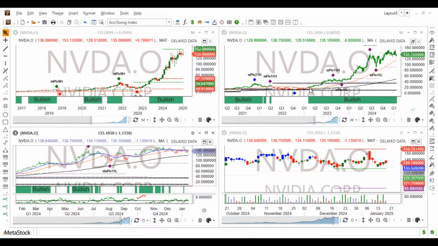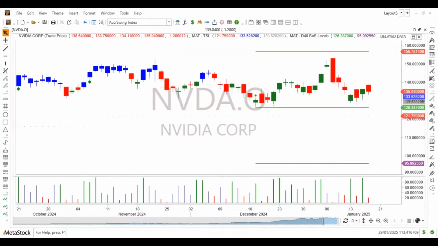You can see we've got the bullish ribbon on the weekly. On the daily, bottom right, bottom left, there is no bullish ribbon, and that's simply because for now it is just going sideways. It is going through a period of consolidation.